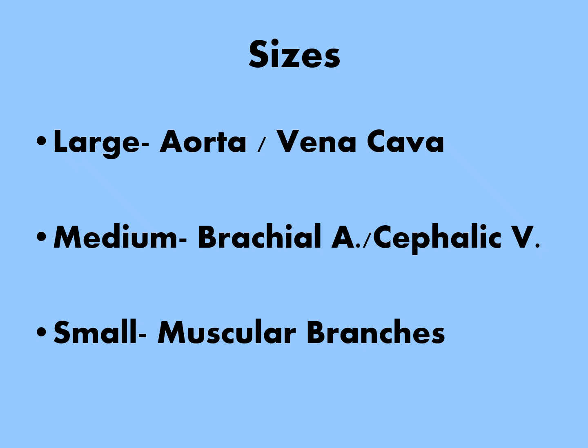Examples of large arteries would be the aorta. A large vein would be the vena cava. Medium arteries would include the brachial artery. An artery like the radial artery, for example, would also be considered a medium-sized artery. The cephalic vein, basilic vein, and median cubital vein would all be considered medium-sized veins. Small arteries and veins are considered muscular branches coming off medium-sized vessels.